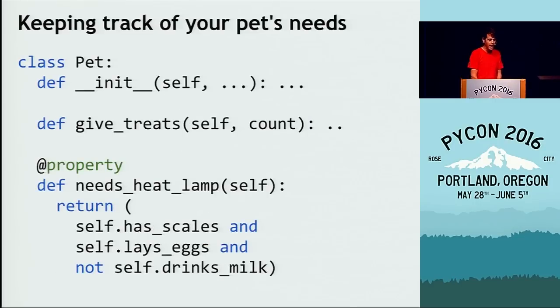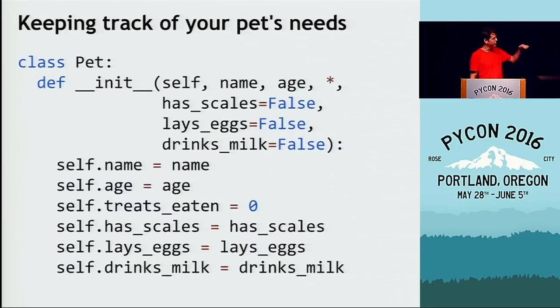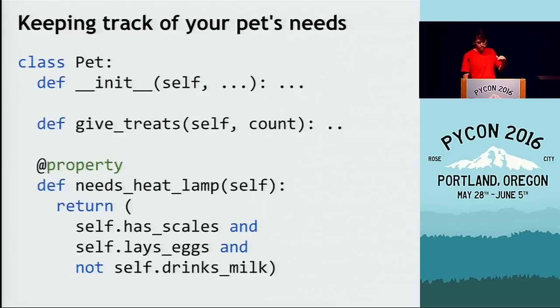And I can add some additional helper methods in here to act on those attributes. So while I've added the attributes at the bottom here, has scales, lays eggs, drinks milk, I can add a property to this pet class to say, hey, does Gregory the Gila monster need a heat lamp? He's my pet. He's not living in the desert of the Southwest. He needs to stay warm. How do we do that? And so this is a little property that just says, OK, if it has scales and it lays eggs and it doesn't drink milk, it's probably a reptile. It probably needs a heat lamp.